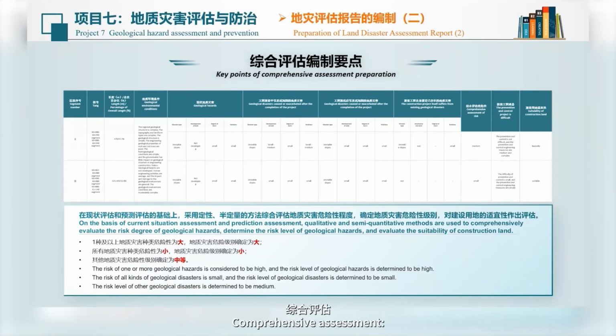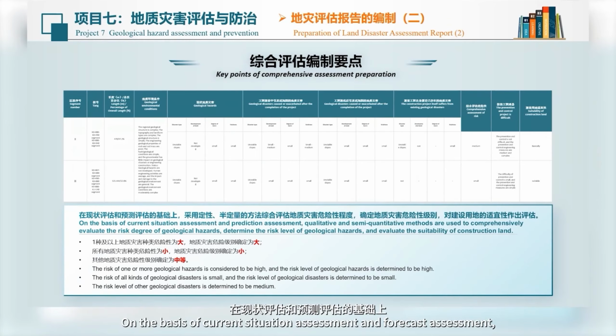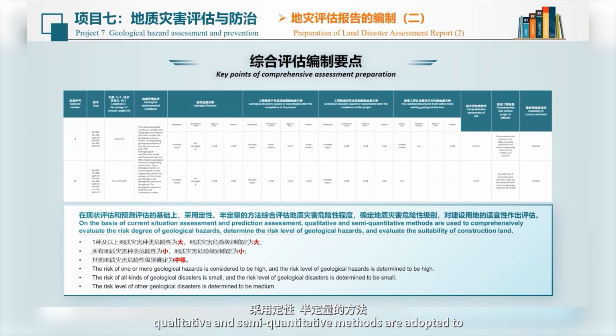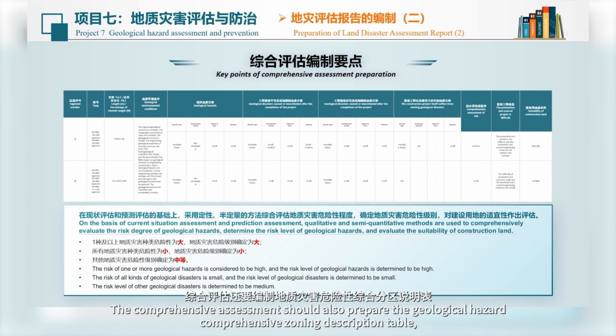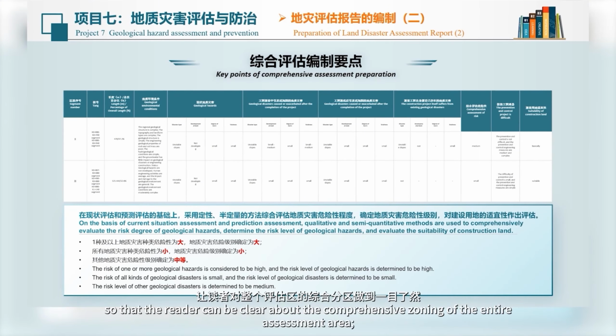Comprehensive assessment. On the basis of current situation assessment and forecast assessment, qualitative and semi-quantitative methods are adopted to comprehensively assess the risk degree of geological disasters, determine the risk level of geological disasters, and evaluate the suitability of construction land. The comprehensive assessment should also prepare the geological hazard comprehensive zoning description table, so that the reader can be clear about the comprehensive zoning of the entire assessment area.